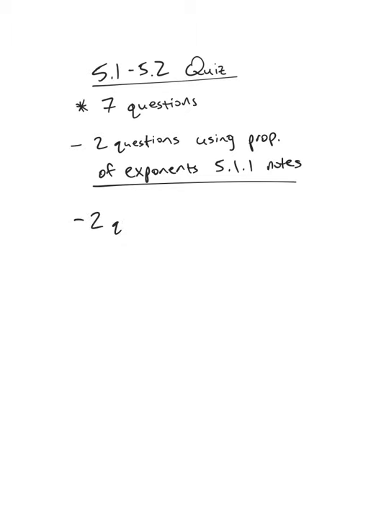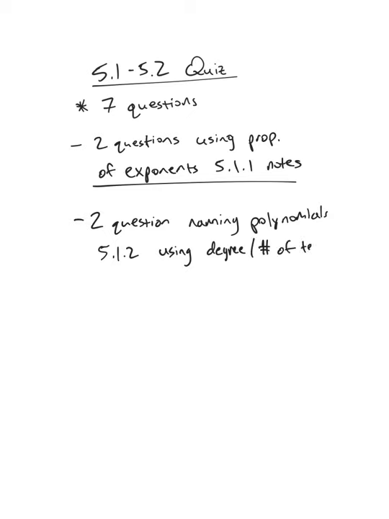Your next 2 questions, they're going to come from naming polynomials. Okay, and so that's from lesson 5.1 part 2. So guys, what you're gonna do here, you're gonna write a polynomial. Let's say using degree and number of terms. So you're gonna come up with a polynomial, guys, a generic polynomial.